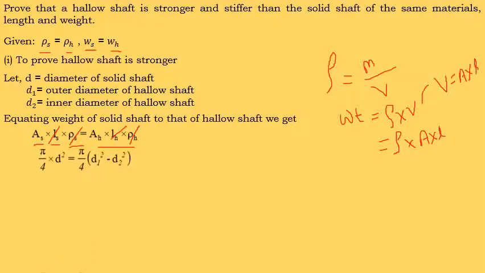Next, the area of a solid shaft becomes pi by 4 into d square, whereas for the hollow shaft it is pi by 4 into d1 square minus d2 square. So here pi by 4 gets cancelled. The remaining terms are d square equals d1 square minus d2 square. So it can be written as d equals d1 square minus d2 square whole to the power of 1 by 2.